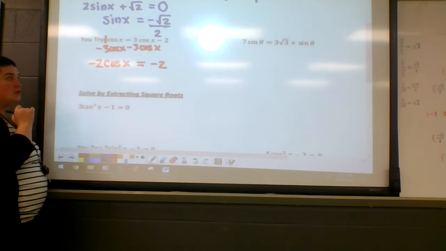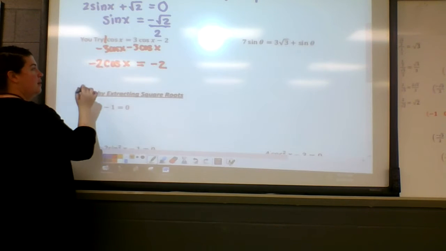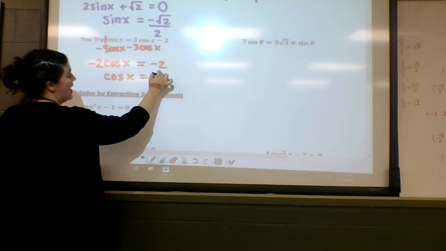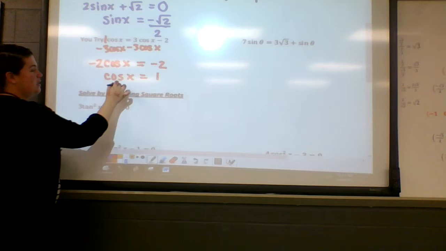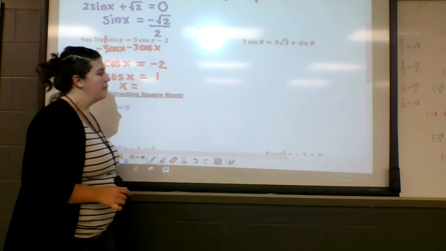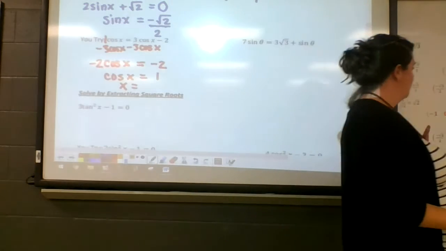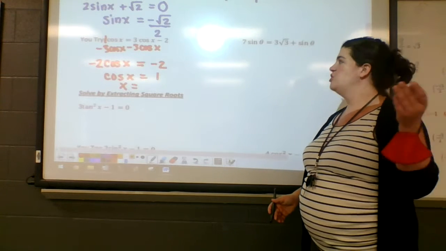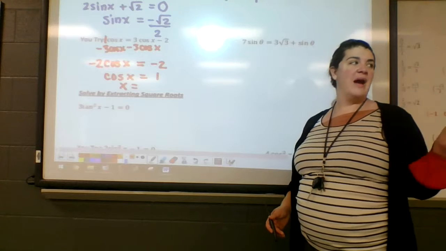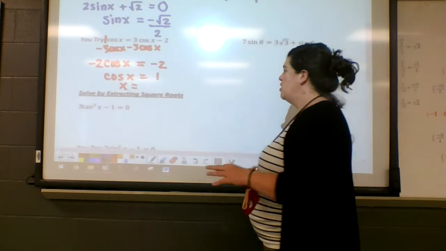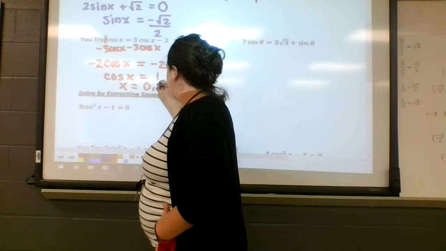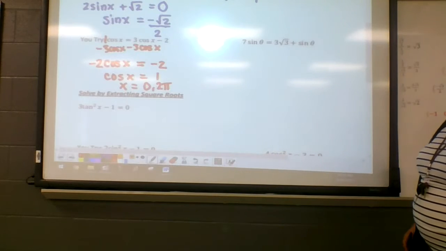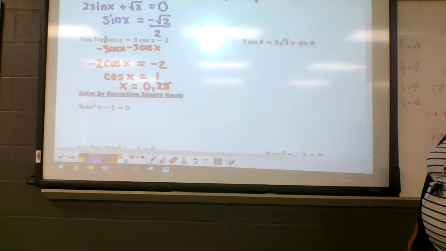Next step, what would you do to keep solving? Divide by negative 2. So we'd have cosine of x is going to be equal to a positive 1. So where is cosine positive 1? Think about your unit circle. 0 and technically 2 pi. And so this is where you should check the directions if it gives you the interval, right? And it says, hey, which ones could it be equal to? But for right now, just go ahead and say 0 and 2 pi. I don't think I put specific interval directions on this.